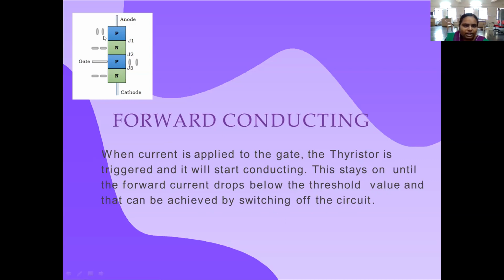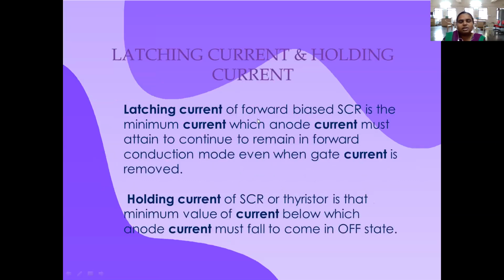We can switch off the gate. Once you have triggered, meaning fired, that will be enough. Then the junction will start conducting automatically. Okay, that is forward conduction. Next, the two main currents in this are latching current and holding current. What do you mean by a latching current?